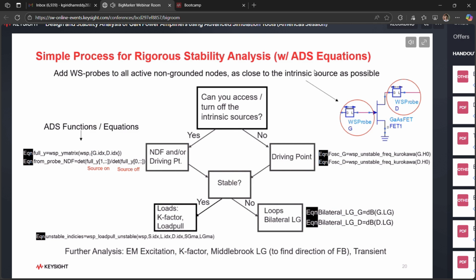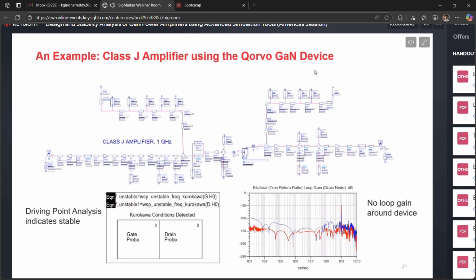If the circuit turns out that it's actually unstable, you want to start analyzing the loop gains, because that's something you can fix. So if you can go find the cause of the feedback that's resulting in the instability and fix that, you can stabilize your circuit. So then you can also do some other more advanced analysis.